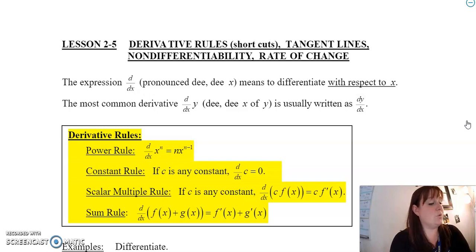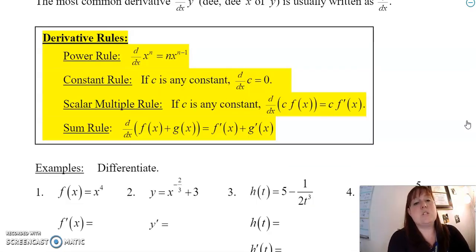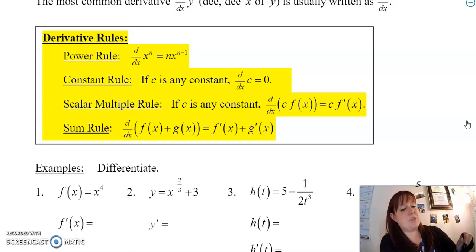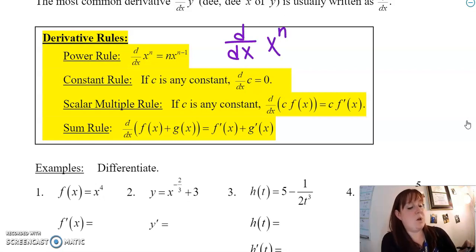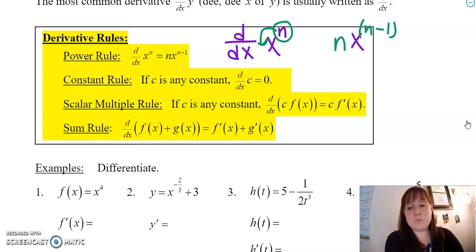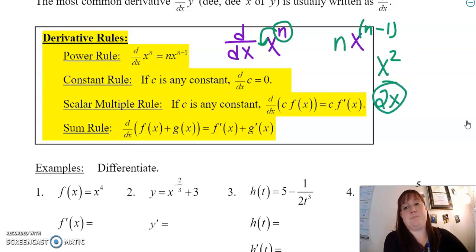Okay, here's our derivative rules. First of all, the power rule. So the power rule says that if I want to take the derivative of any function that has a power, what I do is I take this power and I move it down in front. So now I have n in front. And then I subtract 1 from the power. So now it's n minus 1. That's it. That's all you do. So if you want to take the derivative of x squared, you bring the 2 down and it becomes 2x. That's the whole thing. That's how you take the derivative of anything with a power.